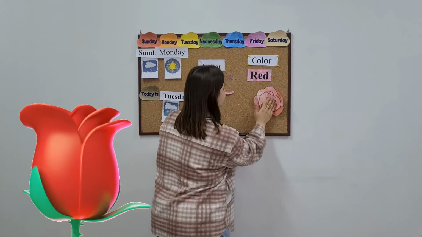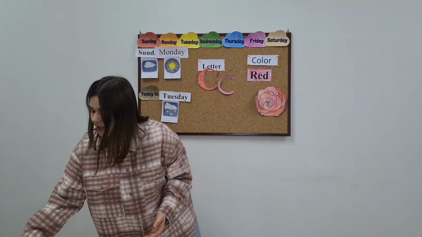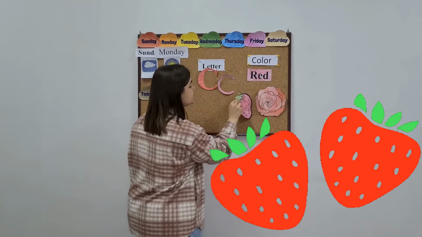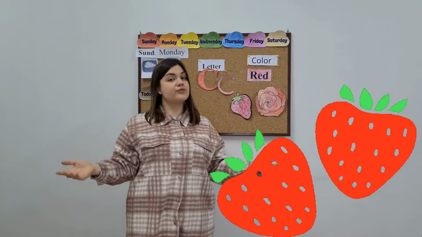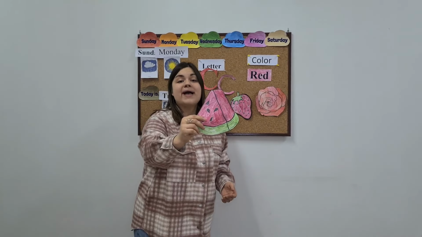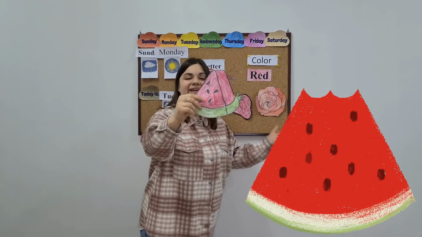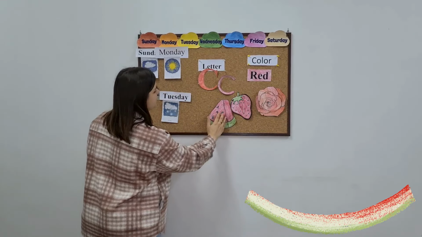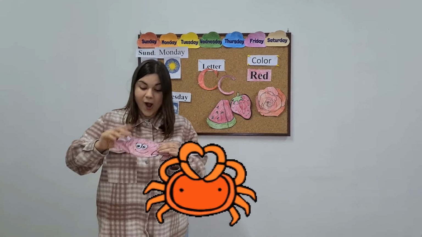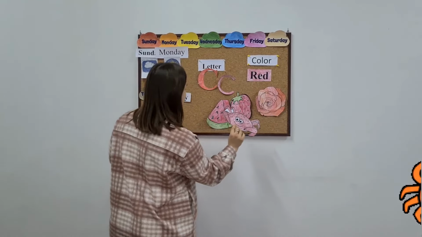Flower. Flower can be red. Let's stick it here. What else is red? Strawberry. Strawberry is red. Watermelon. Watermelon is red. See here. Crab. Crab is red.